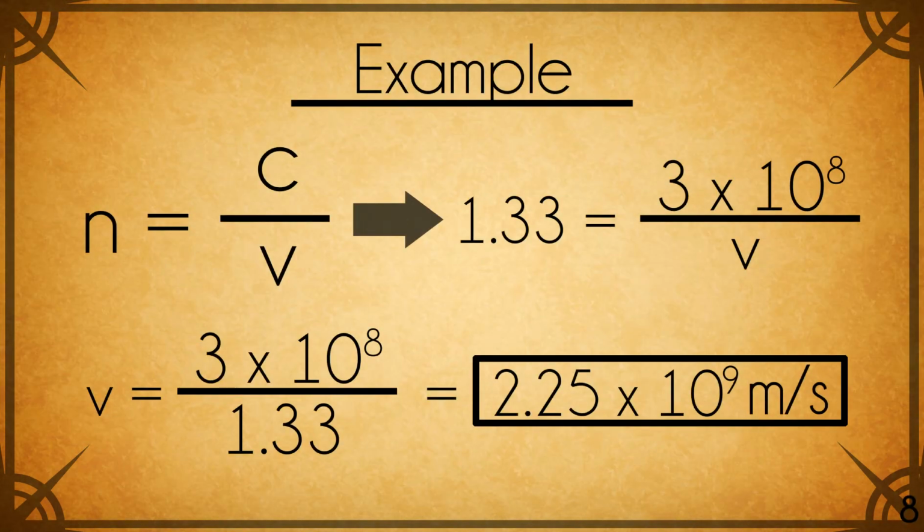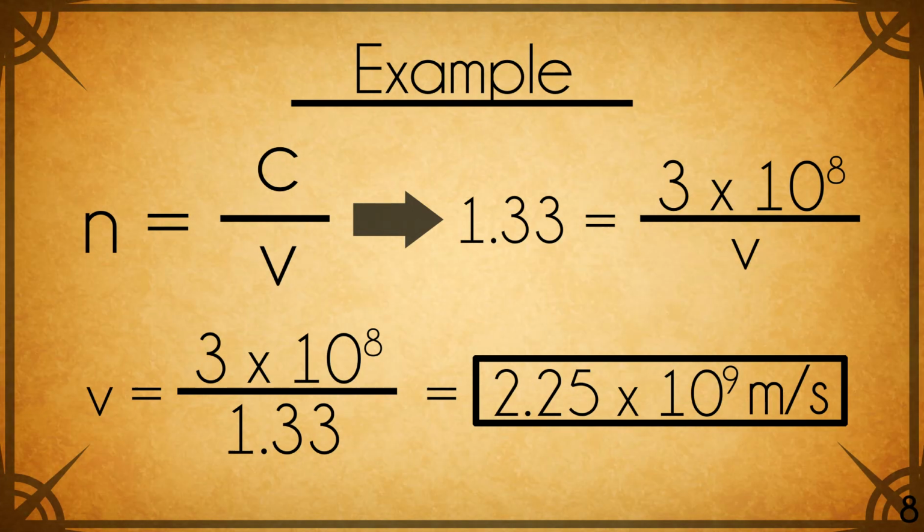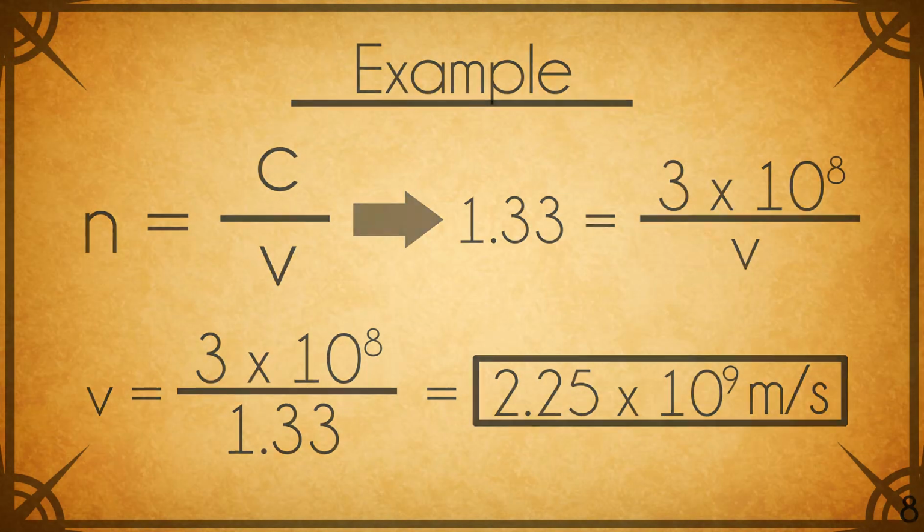The first thing we do is plug in our givens, which gives us 1.33 equals 3 times 10 to the 8th over v. Then we switch n with v, which gives us v equals 3 times 10 to the 8th over 1.33. And the answer should be somewhere around 2.25 times 10 to the 9th meters per second.